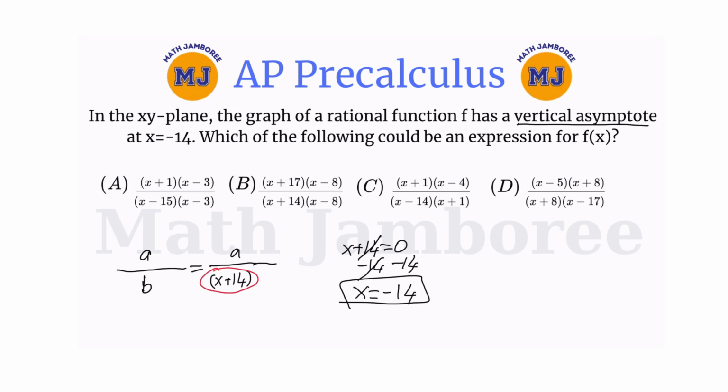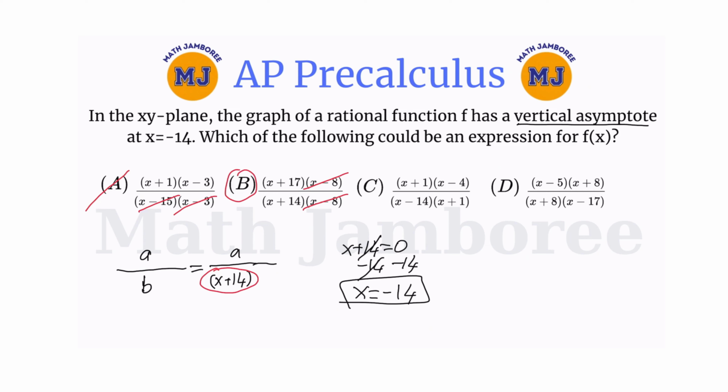So, when we look at the choices, choice A's denominator doesn't have x plus 14, therefore choice A will not be the answer. Choice B has x plus 14 in the denominator. Then this is the thing we're looking for. The answer will be choice B.